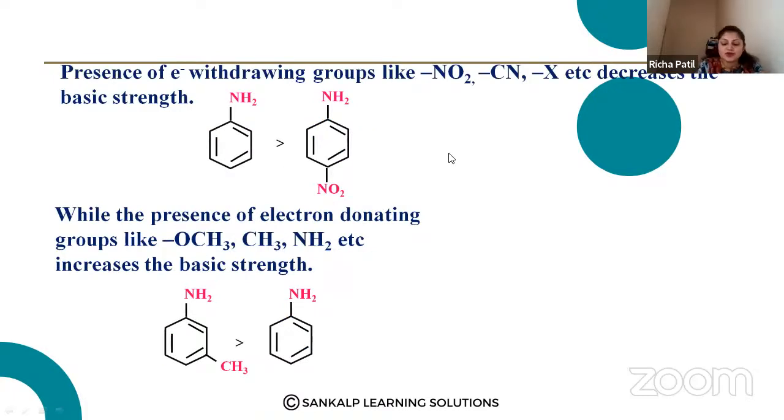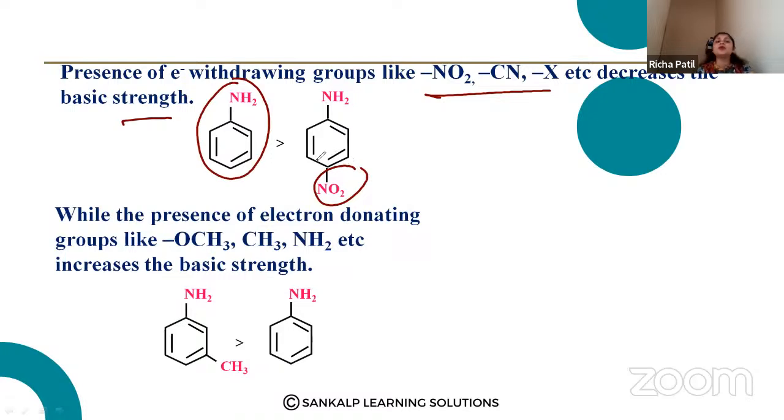Now, the presence of electron withdrawing groups. Which are the electron withdrawing groups? The presence of electron withdrawing groups like NO2, that is the nitro group, the cyanide group, and halide groups decreases the basic strength. So if aniline is there and a nitro group is there, aniline is more basic than the nitro-substituted one, because the electron withdrawing group decreases the basic strength. And when electron donating groups are there, like OCH3, the methoxy group, the methyl group, or the amine group, they will increase the basic strength.